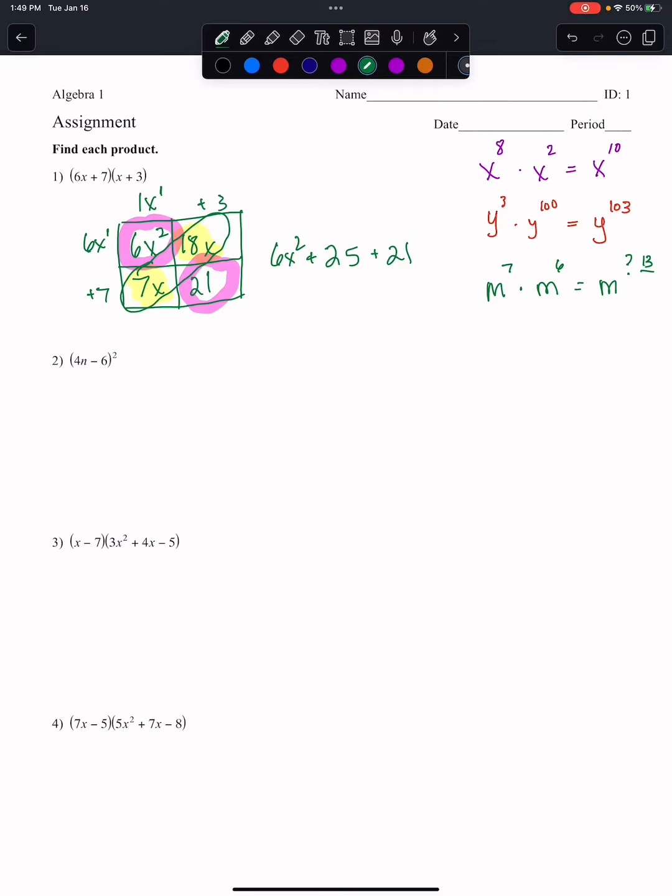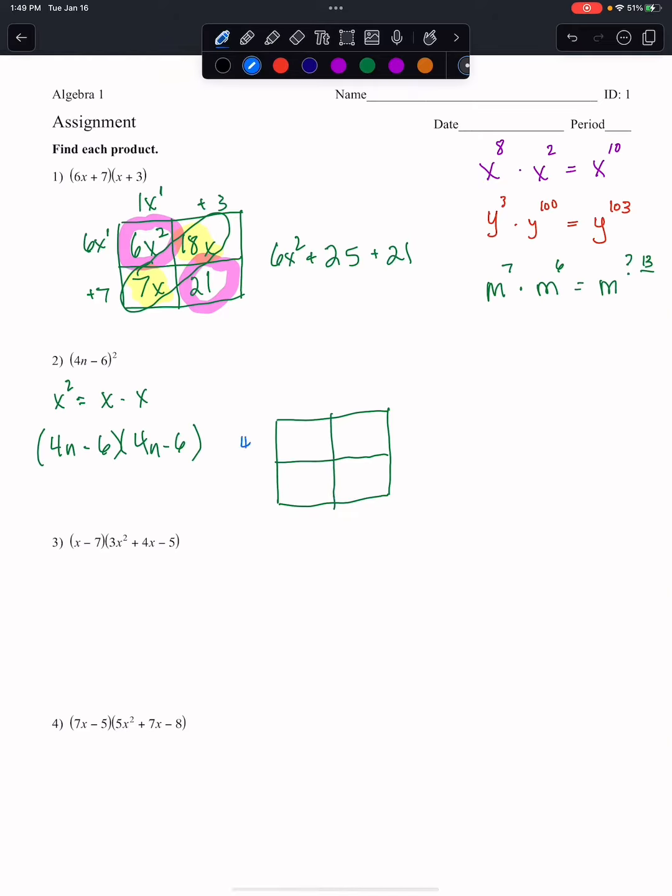Now, what does squared mean? If I say x squared, that means I'm doing x times itself. So anything squared means we're going to multiply it times itself. So 4n minus 6 squared means 4n minus 6 times 4n minus 6. Okay? So let's go ahead and put this in the box. Let's change the color. And I'm going to do 4n minus 6, 4n minus 6 here.